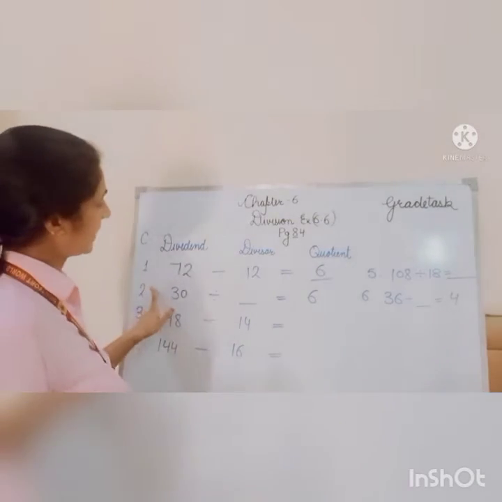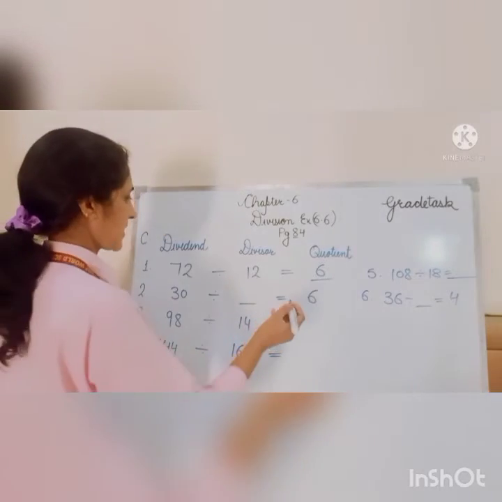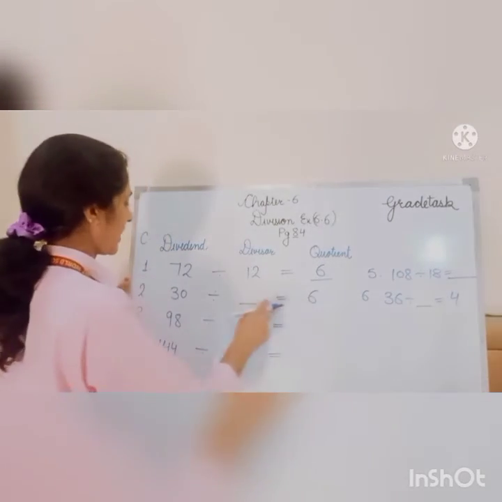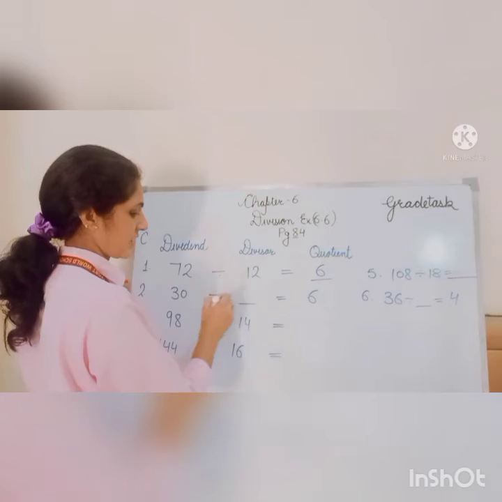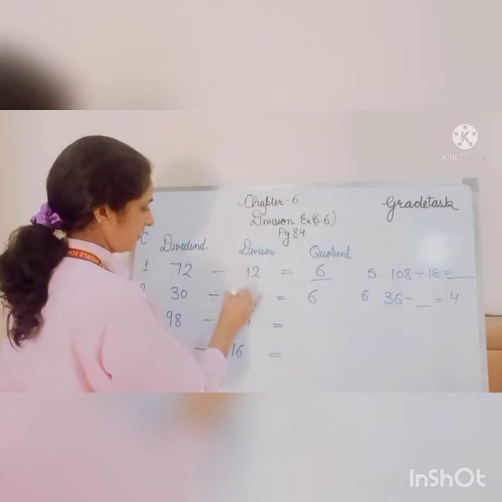Now see 30 divided by which number, so that the answer will be 6? So you have to see the 6 table now. In the 6 table, where are we getting 30? 6 5s are 30. Okay, so the answer will be 5.